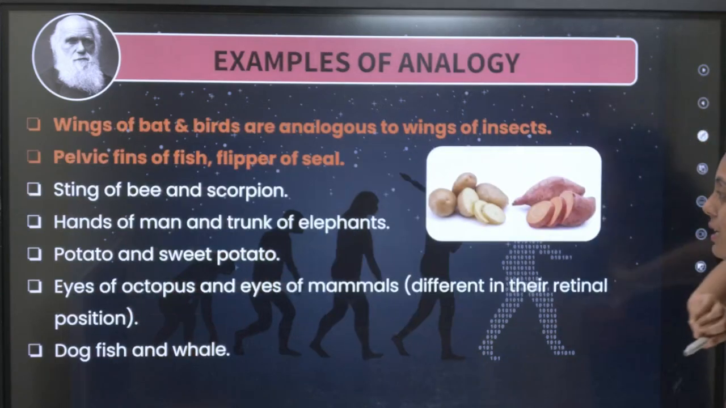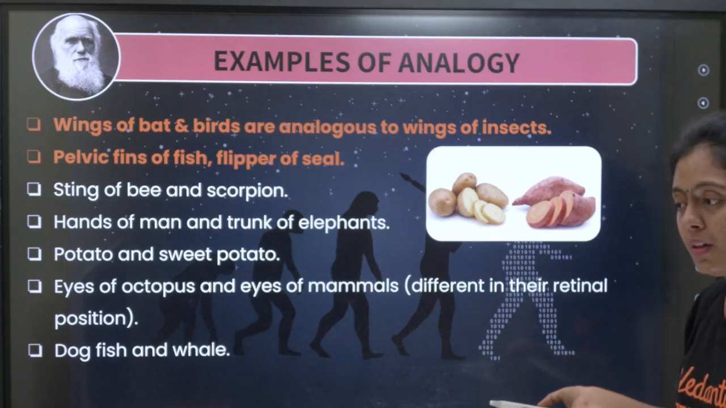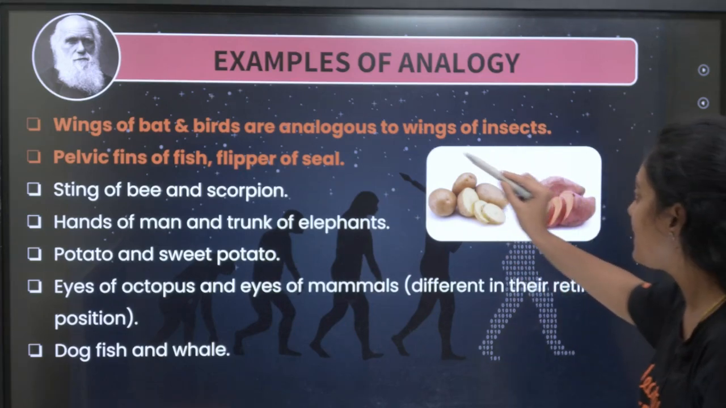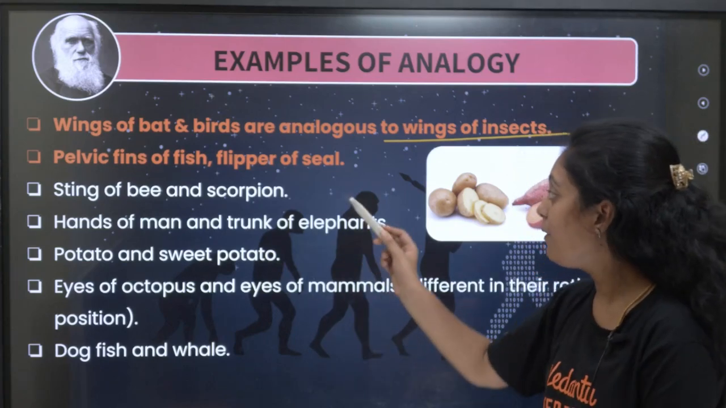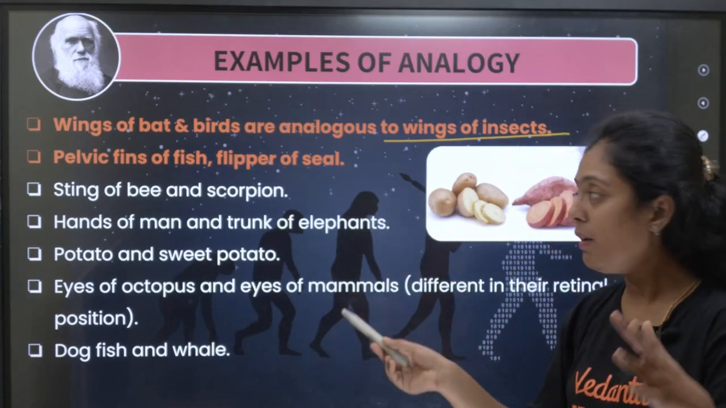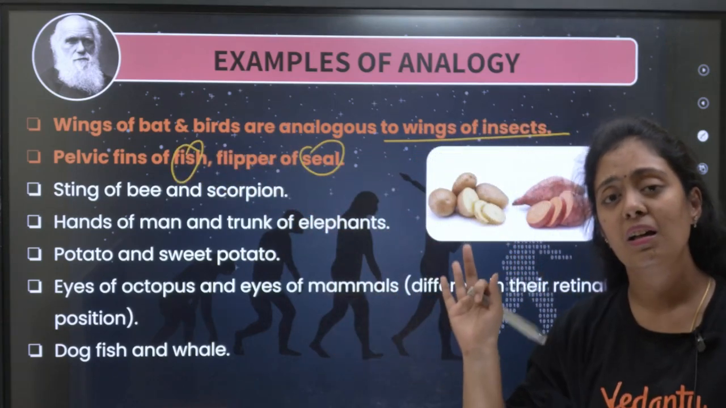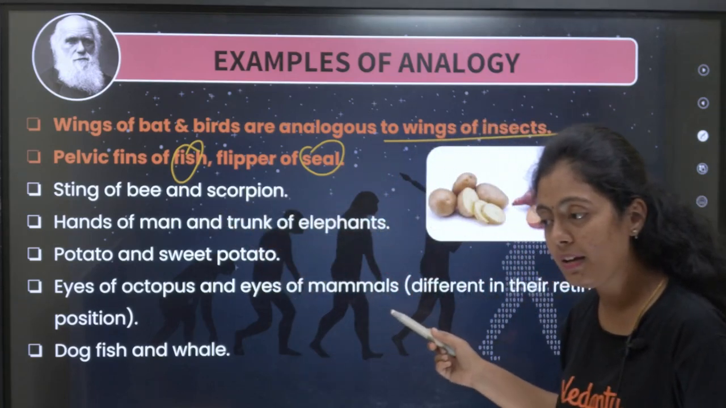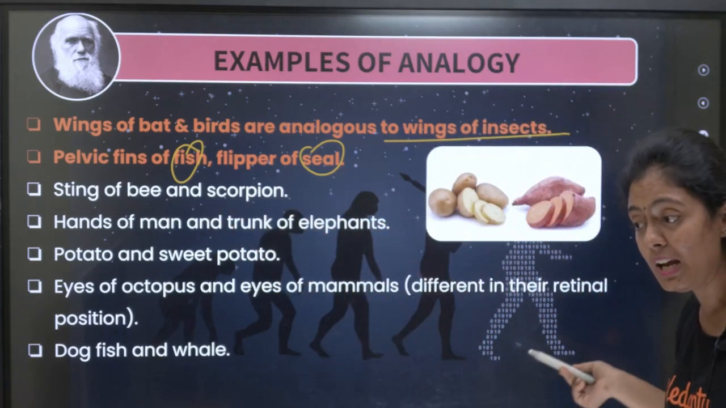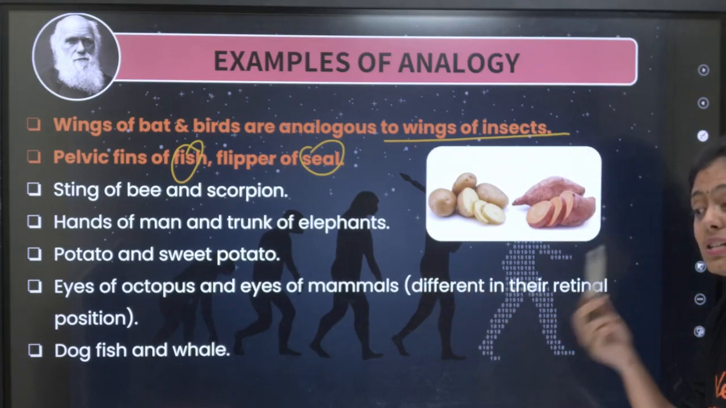Okay, let's try to understand the examples. Wings of bat and birds are analogous to wings of insect. Pelvic fins of fish and flipper of seal. Okay, the fish, seal indrathu or mammal. Both help in swimming. Then you have sting of bee and scorpion. Hands of man and trunk of elephant. Potato and sweet potato. Eyes of octopus and eyes of mammal.